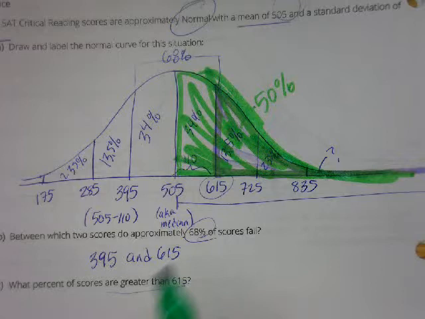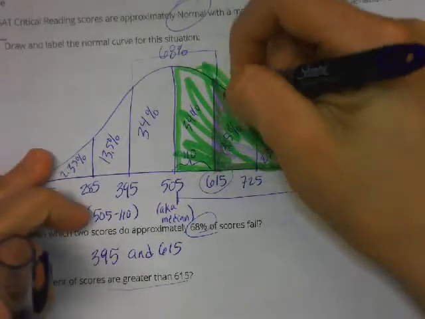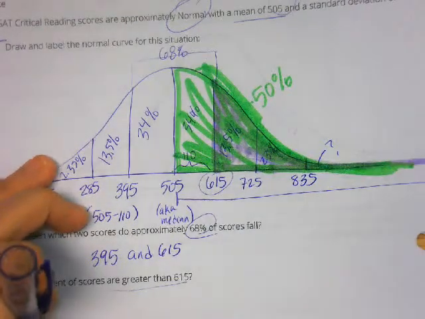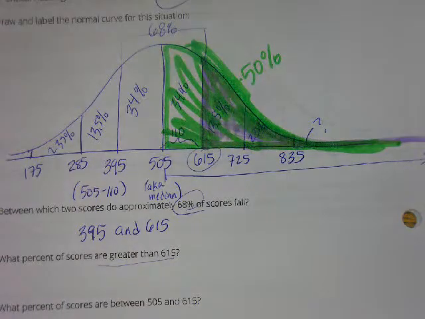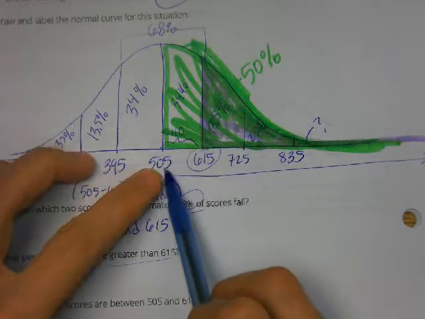We're only interested in this purple area. Let me color it over in purple again. Only interested in the purple. So how can I get the purple area? I'm going to take the total of 50%.